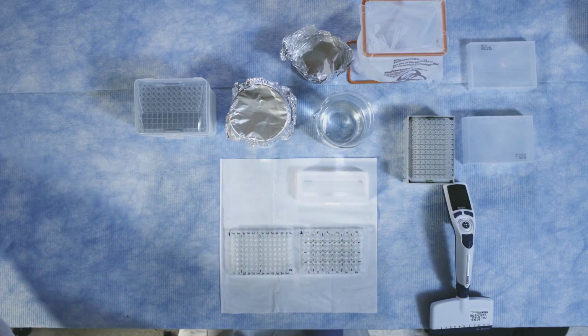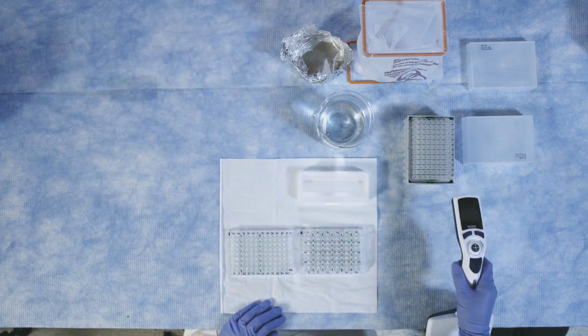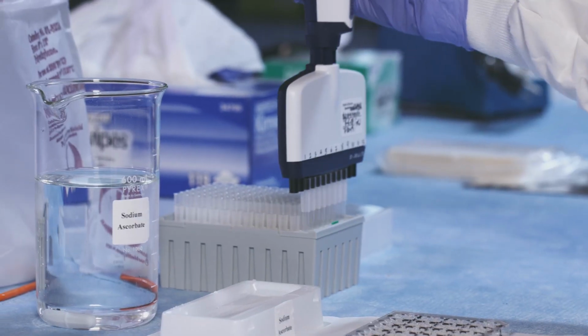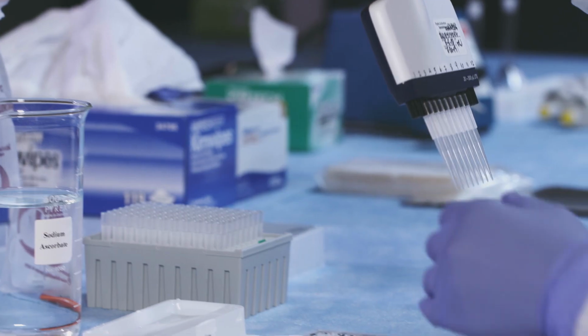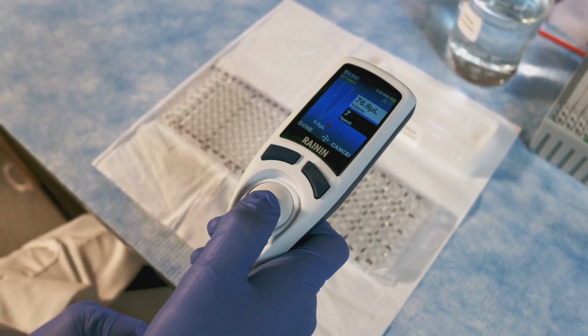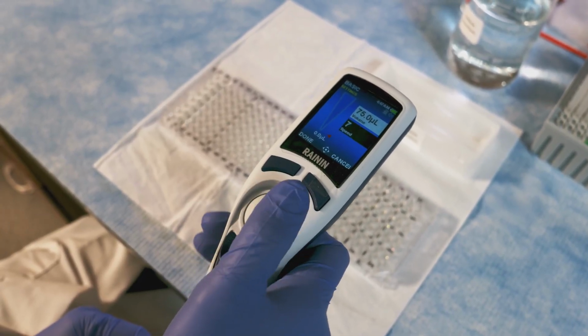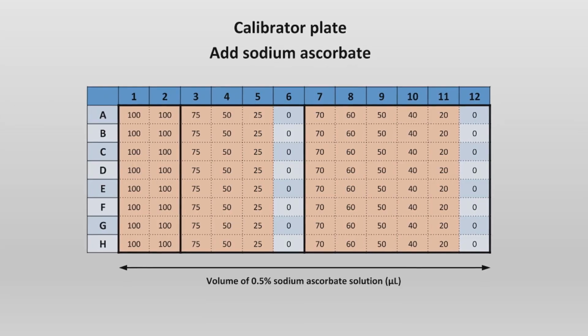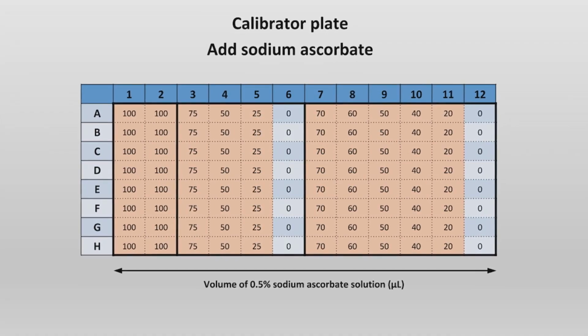To add sodium ascorbate to plate number 1, the calibrator plate, use a smaller 12-channel electronic pipette, 300 microliters, with the single pipetting function. Transfer appropriate volumes into each column as shown here.